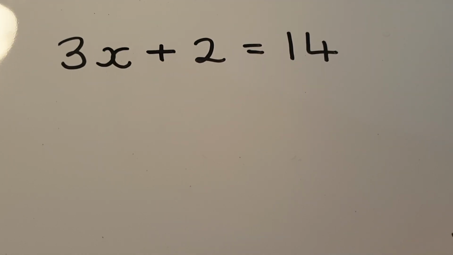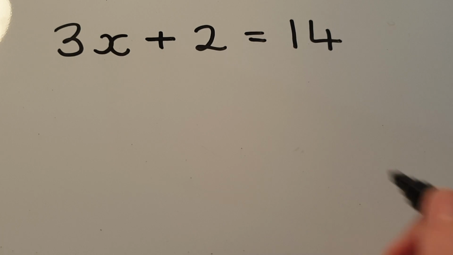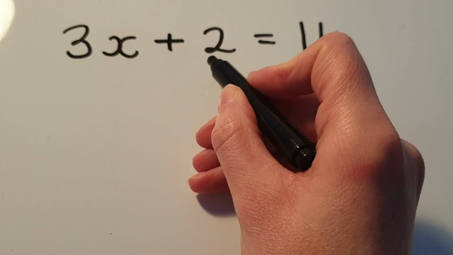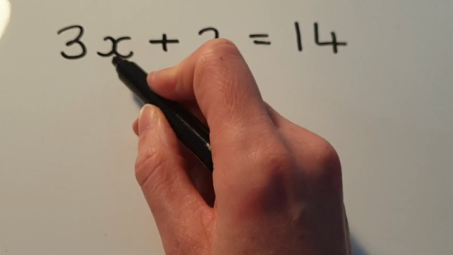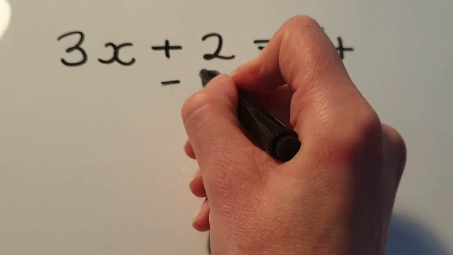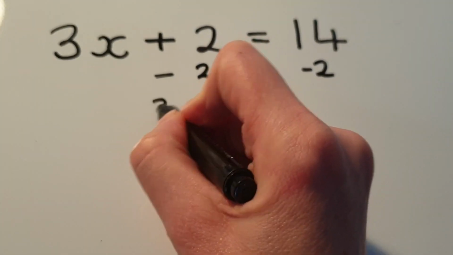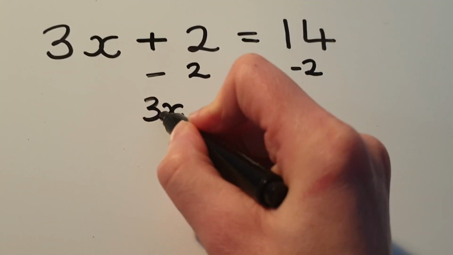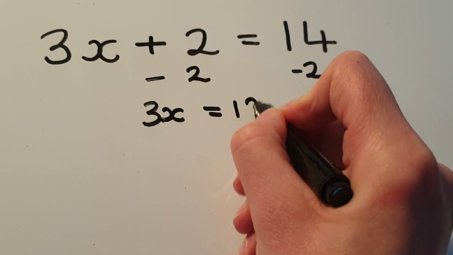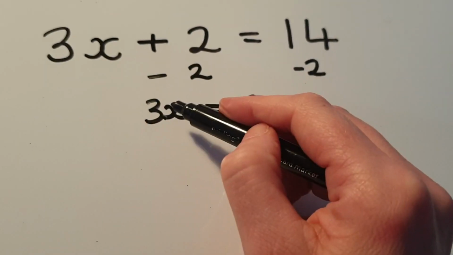Okay, we're just going to recap how to do simple equations first before we move on to the harder ones. Okay, we want to eliminate plus 2 because it's on the same side as 3x, and we want to find x on its own. So we're going to subtract 2 from both sides. That would mean that 3x equals 12, because the 2's have cancelled, so we've just got the 3x on the left-hand side.